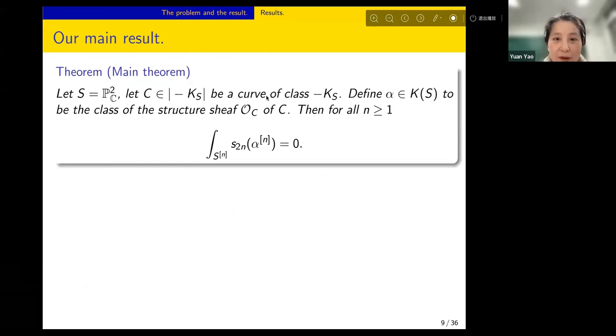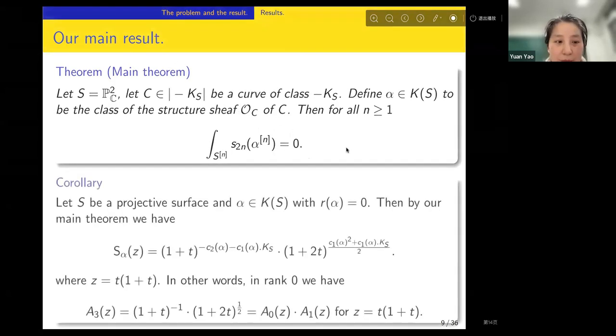So we have a curve of this class, minus KS. We take the class of the structure sheaf of this curve. So it's rank 0. Then we compute this Segre integral. With our main theorem, they're all 0 for all n. Now we can show this Segre series.